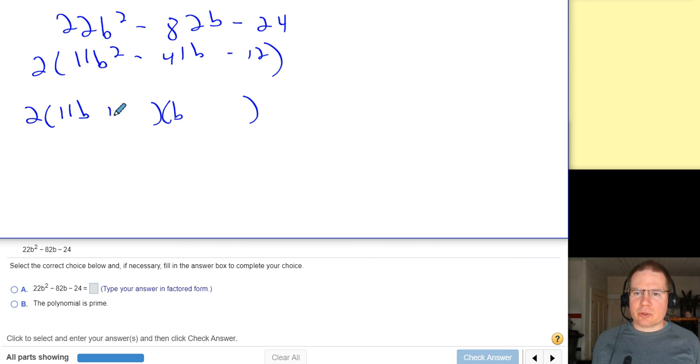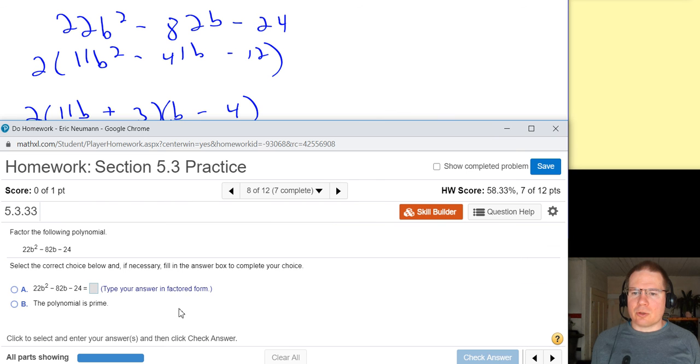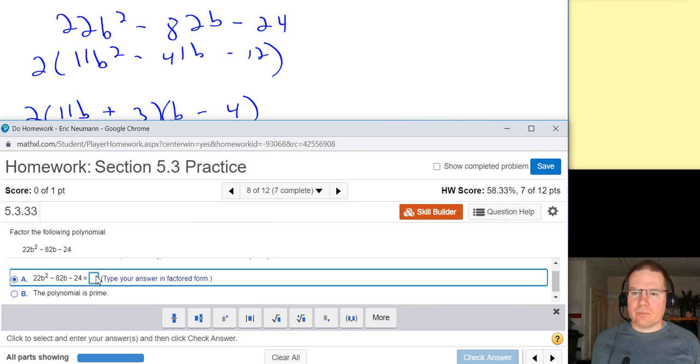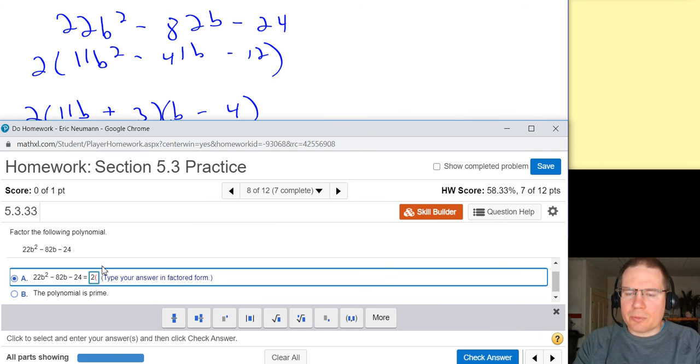It's negative, so one's going to be positive, the other negative. Let's just try 4 and 3. 44, take away 3. There we go. Right? Again, first guess. Negative 4 times 11, negative 44b. 3 times b plus 3b. Negative 44 plus 3, negative 41. So we're good. 2 times 11b plus 3, b minus 4.